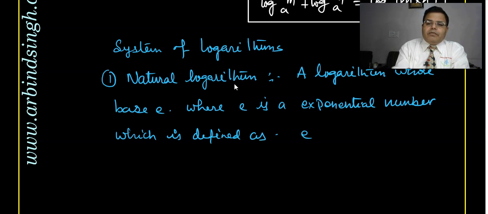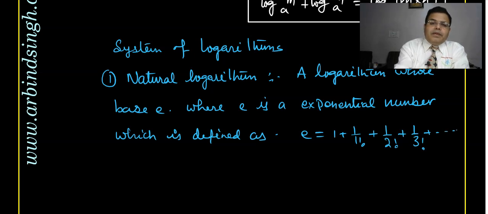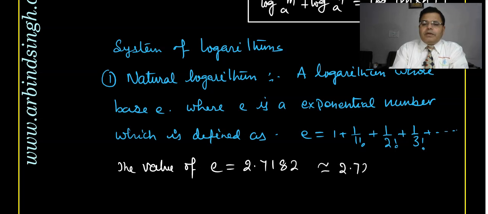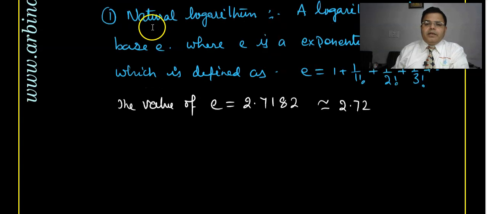defined as e is equal to 1 plus 1 by 1 factorial, plus 1 by 2 factorial, plus 1 by 3 factorial, up to infinity. And the value of e, if you calculate this, is approximately 2.7182, so about 2.72. So this is e, and the natural logarithm will be used for all theoretical purposes.